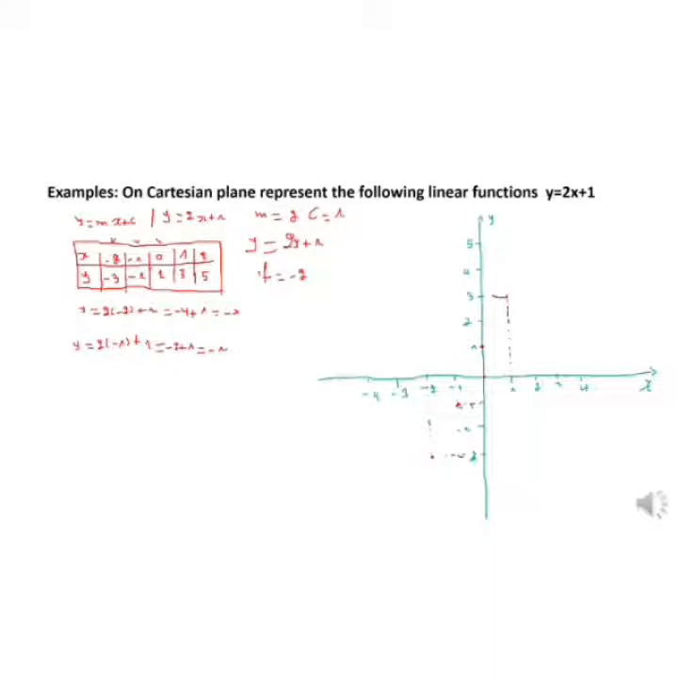Now here we have a point. Now if x is equal to 2, y is equal to 5. Then after that you have to join all points. Yes, you have to join all points. You have to draw a line which joins all points, like this.